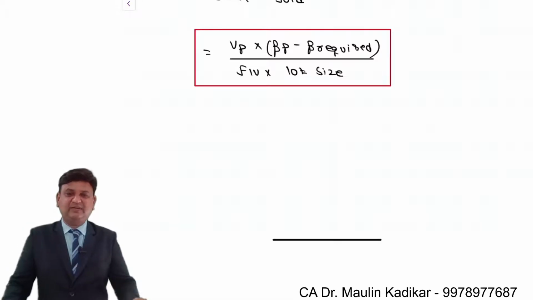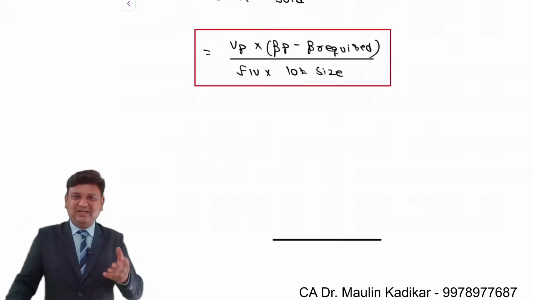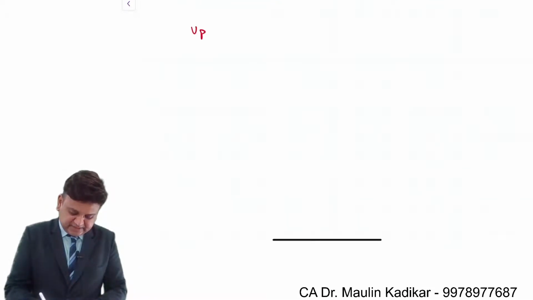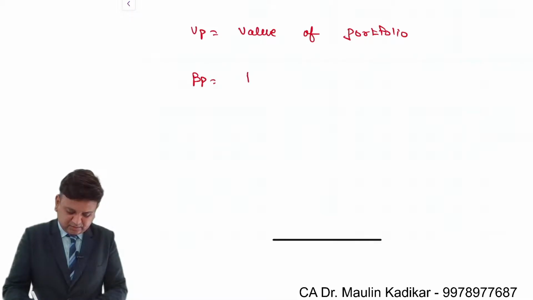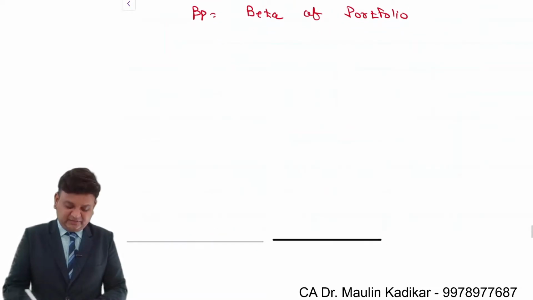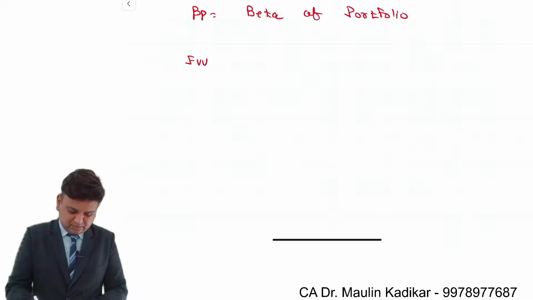Whatever the numericals that I have explained to you orally, we are going to write them one by one. VP stands for value of portfolio. BP stands for beta of portfolio. FIV stands for futures index value.